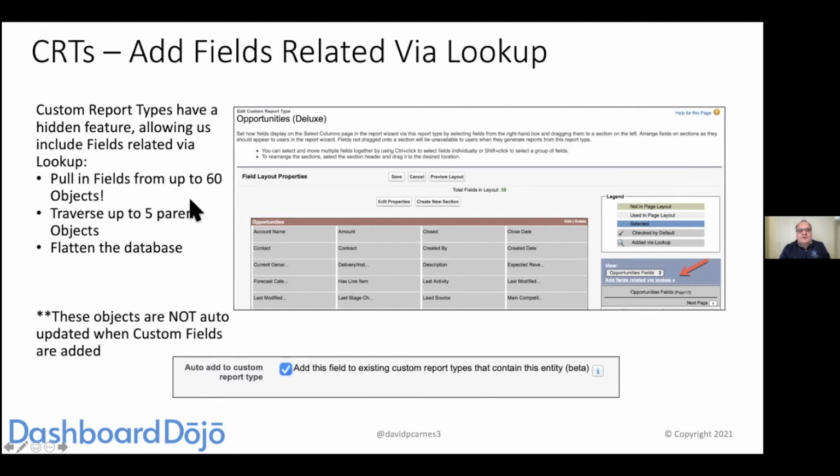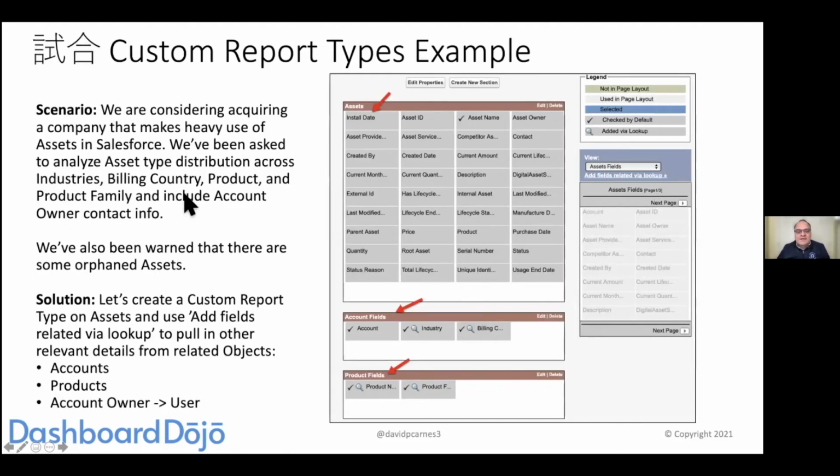Okay, so let's go do a quick example. We're considering acquiring another company, my gosh, and they make heavy use of the assets object in Salesforce. So we've been asked to analyze asset type distribution across industries, billing country, product family. We just want to pull in a bunch of stuff so that we have it at the asset level. Then we can create really rich reports on that lowest level piece of information, the asset. So we're going to create a custom report type on assets, just one object, and then pull in fields from a bunch of other objects.